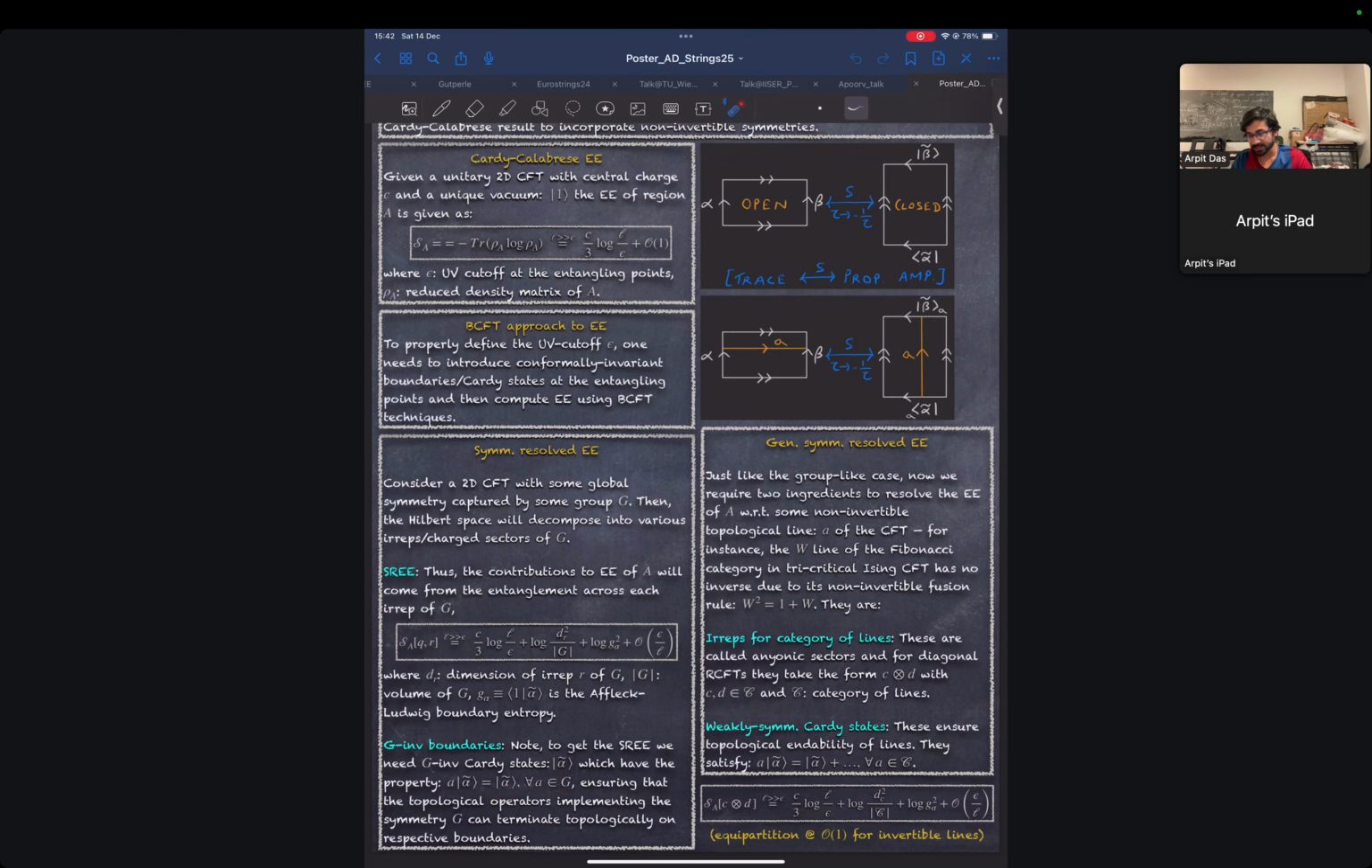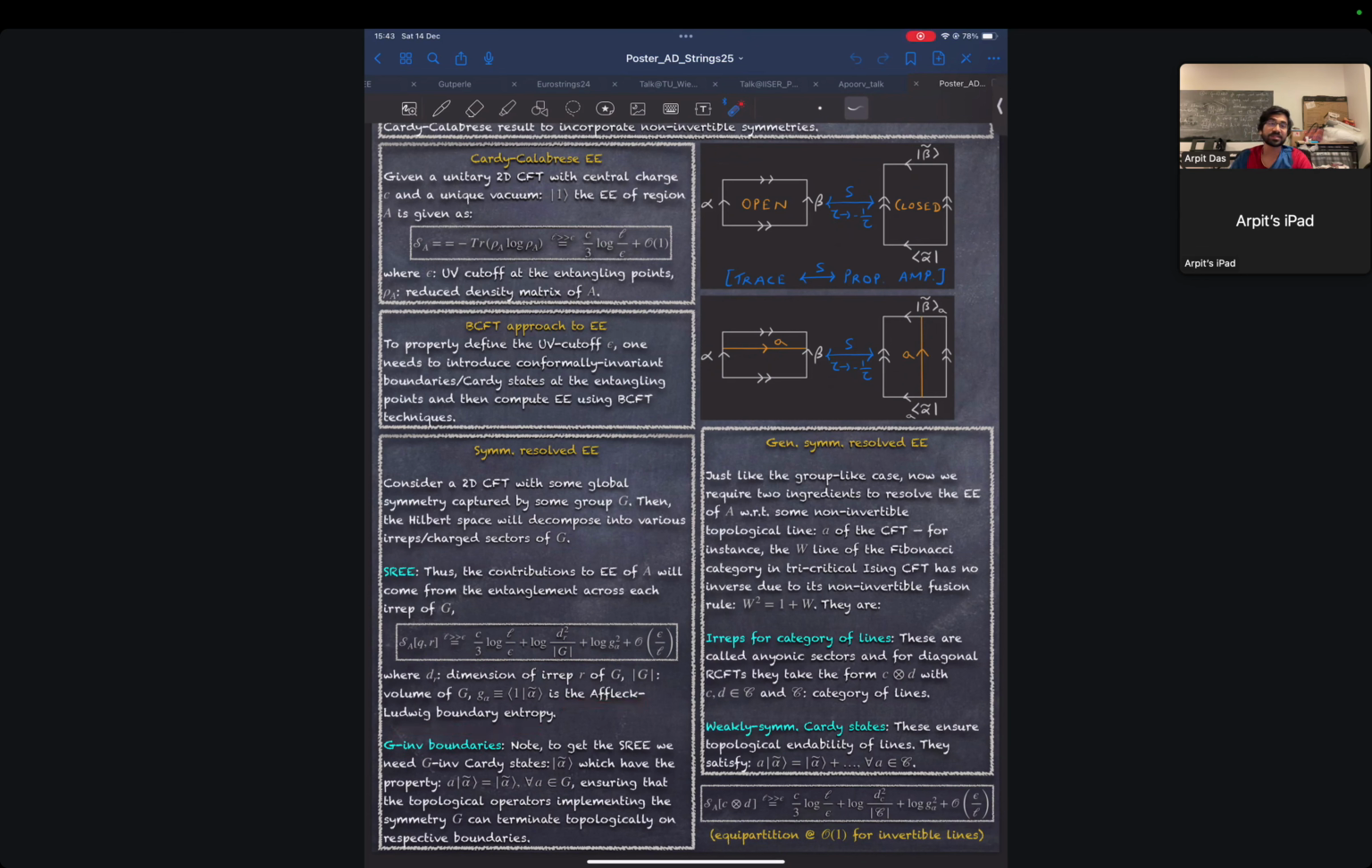If you have this in your system, then you can compute this quantity for each irrep of G, because your Hilbert space will now decompose into irreps of this group G, and you will get a result like this. This is the universal piece, and this is a piece which depends on the dimension d_r of the specific irrep, and |G| is the volume of the group. And this g_alpha captures all boundary entropy contributions, which is an overlap between the boundary state and the vacuum, and is called the Affleck-Ludwig boundary entropy.